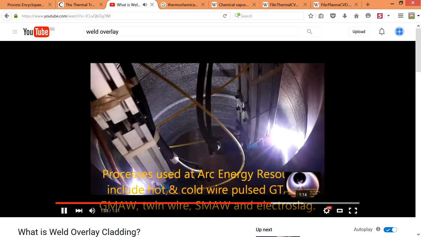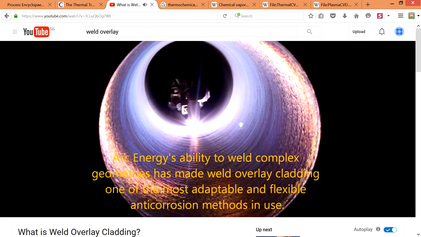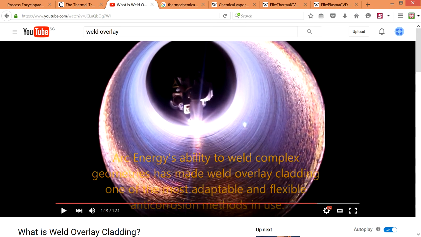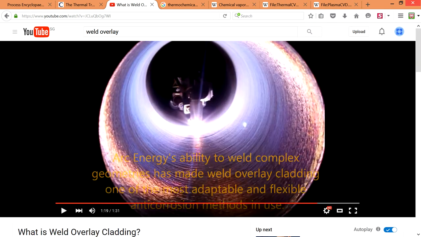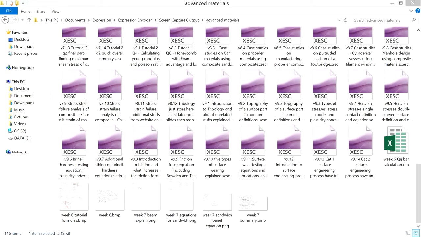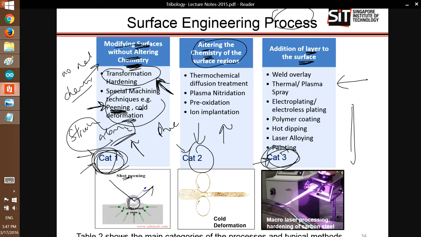So I think you kind of know what the meaning is already. I don't need to explain. So you can weld for complex geometry. Alright, a flexible anti-corrosion method. So it's good for corrosion, and it can resist whatever else.